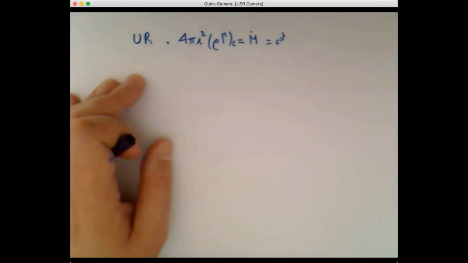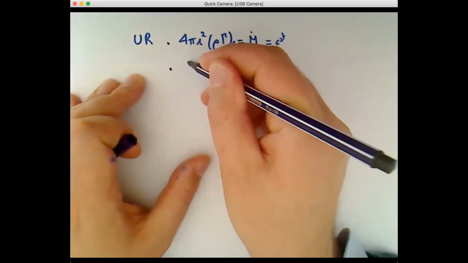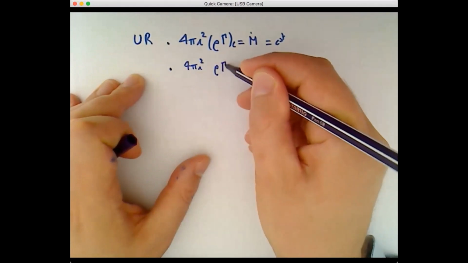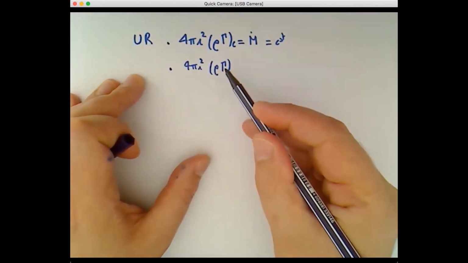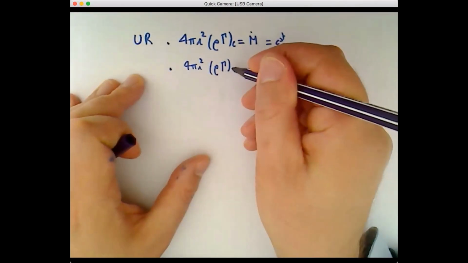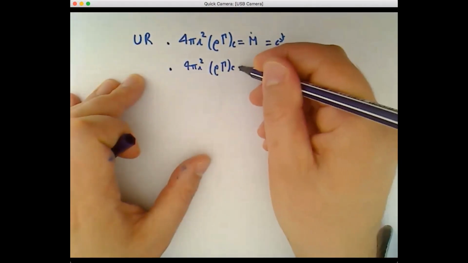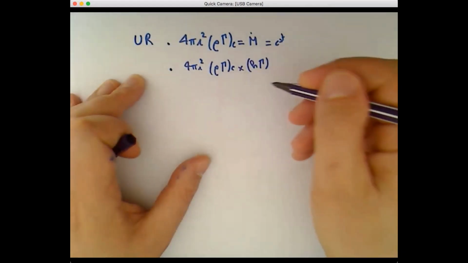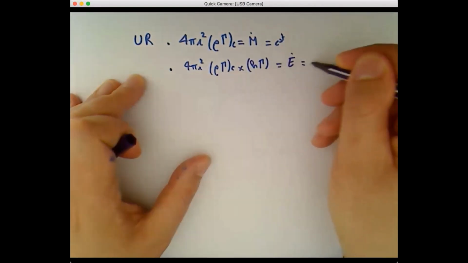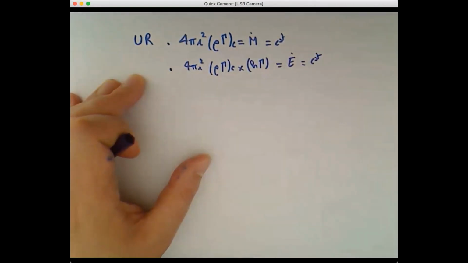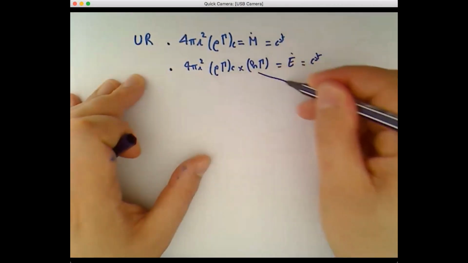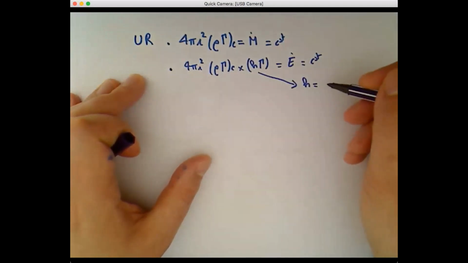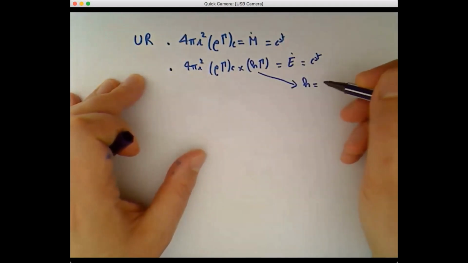So this is mass conservation. Then energy conservation. To get the energy conservation, I have to multiply the mass flux by the energy per unit mass, and I get the energy flux, which is constant if it is an adiabatic outflow. So what is H?